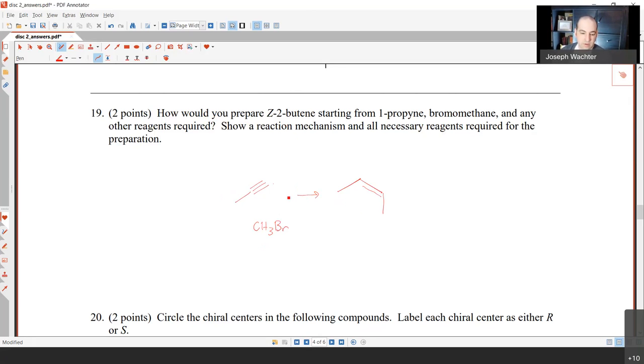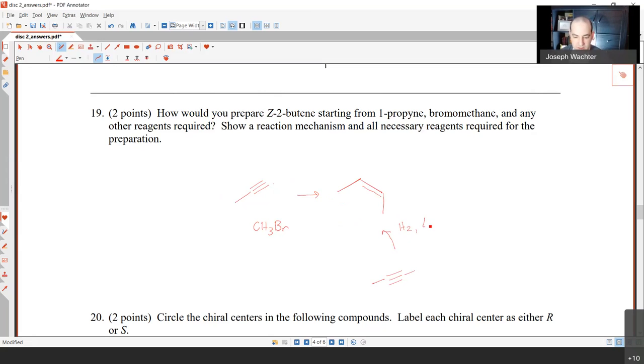We talked about this a little bit a few weeks ago, back in chapter 5. This is one of those questions where we've got a three carbon substrate here, one, two, three, and we need to add a fourth carbon and then ultimately end up with an alkene. As we talked about before, it's often helpful to think about these things backwards. How do we make an alkene from what we know so far? The way that we make an alkene is by taking an alkyne and reducing it.